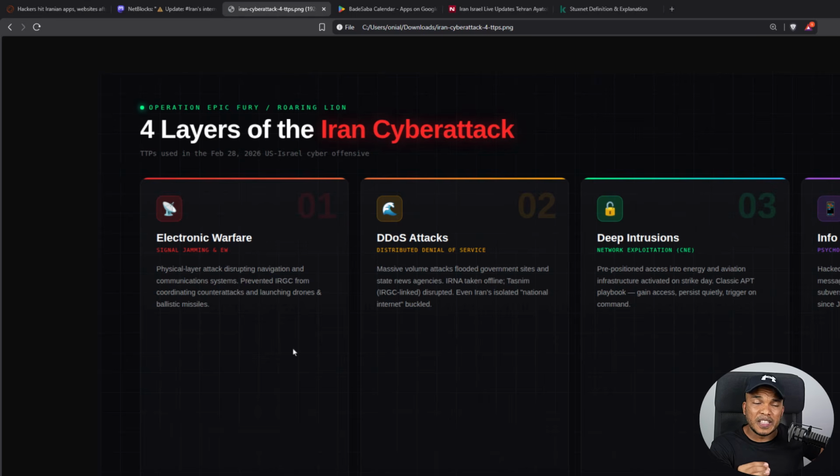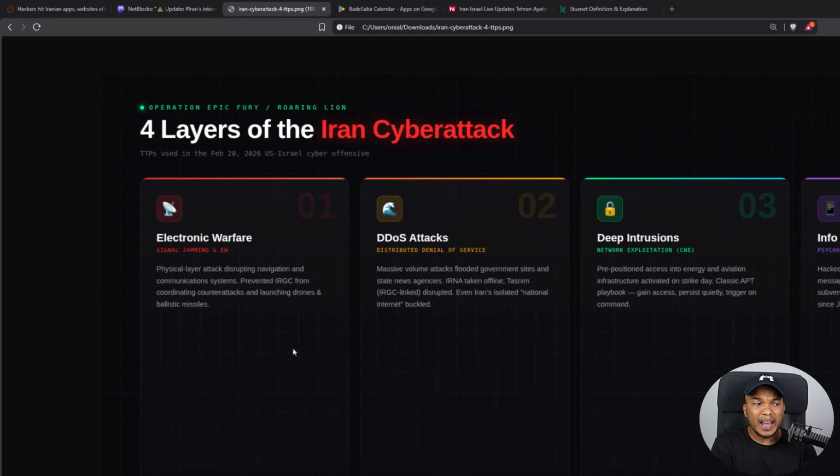So this is basically the physical layer attack, disrupting navigation and communication systems, preventing the IRGC from coordinating counterattacks. In fact, I heard that when the very first strikes were launched against Iran, it took them nearly 3 to 4 hours before they could respond effectively, before they could begin to launch their own attacks back at Israel and the United States. Because the electronic warfare campaign was effective, it prevented them from being able to respond quickly.